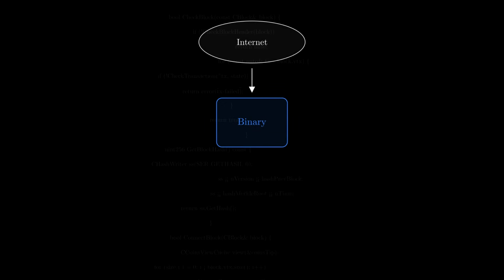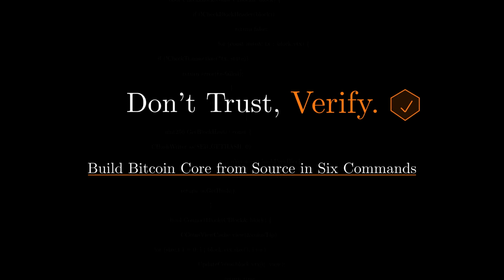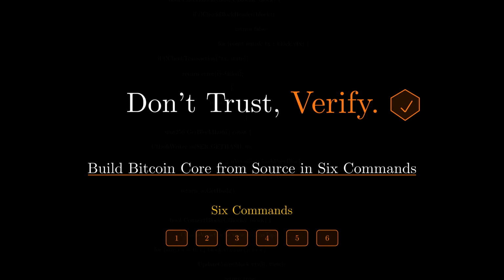Every time you download software from the internet and run it, you're trusting that the binary you received is exactly what the developers intended and that nothing was tampered with along the way. In Bitcoin, there's a saying: don't trust, verify. Today, we take that literally. We'll compile Bitcoin Core from its raw source code in 6 commands, so you know line by line exactly what your node is running.